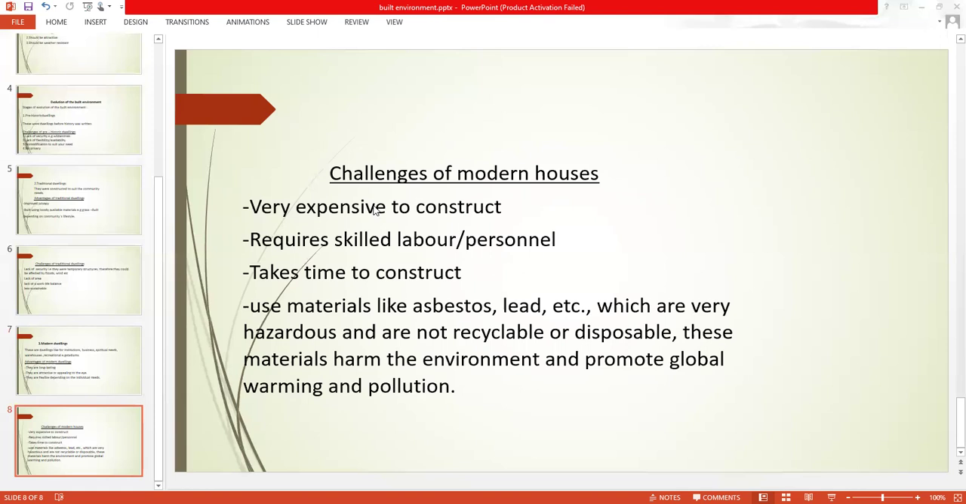Then we have the use of materials like asbestos, which may lead to health problems. When the rain is present, the water that comes from the asbestos can cause you to get cancer. They have cancerous materials. So I think that's the end of our class today.